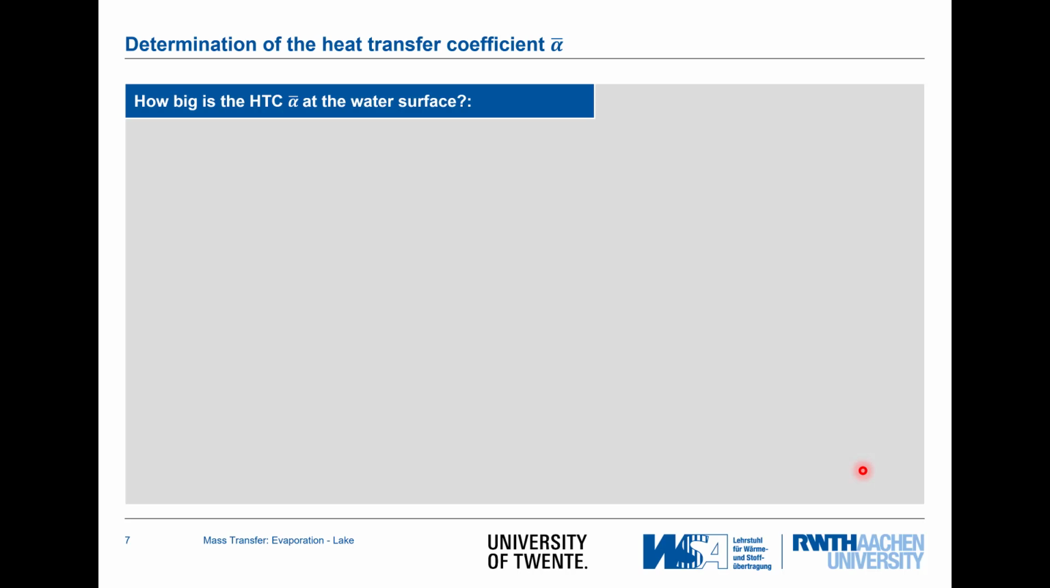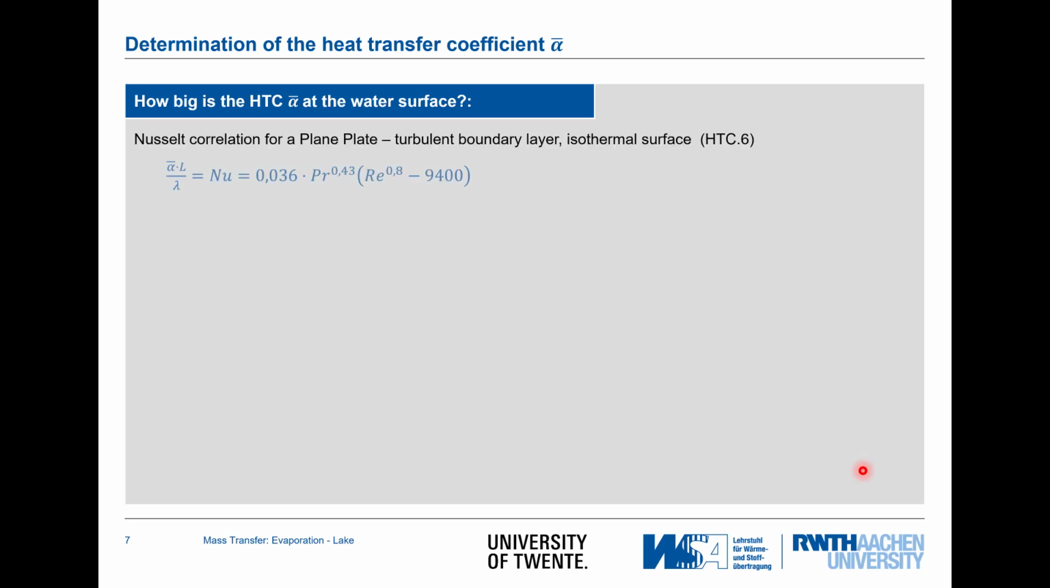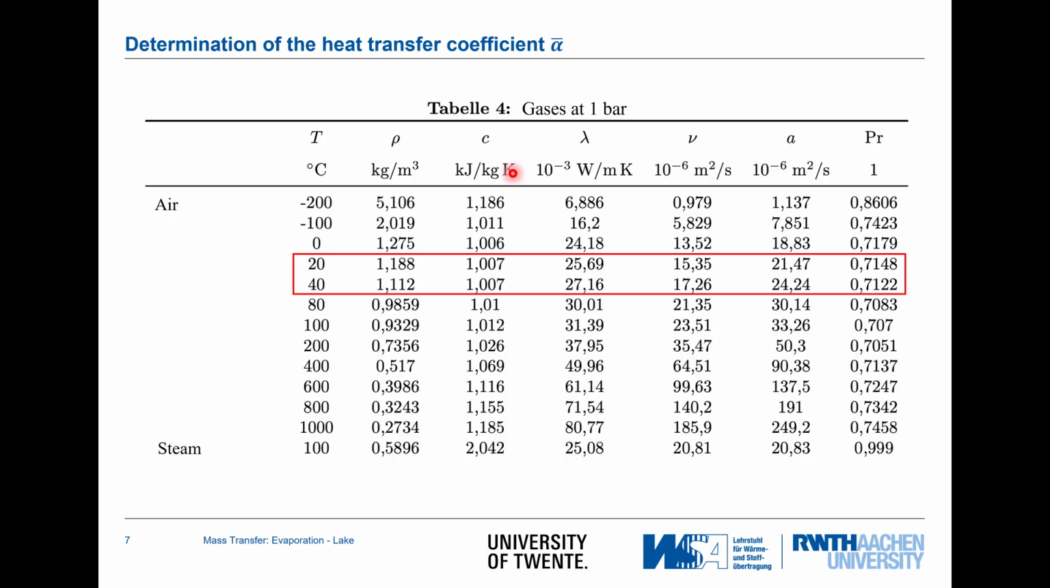The average heat transfer coefficient, how do we get that at the surface? And average means across the surface. Well, we use a correlation from our chapter 5, heat transfer correlation 6, that states alpha average times length divided by lambda, that's the Nusselt number, is this here. So we have to determine Reynolds and Prandtl in order to solve it.